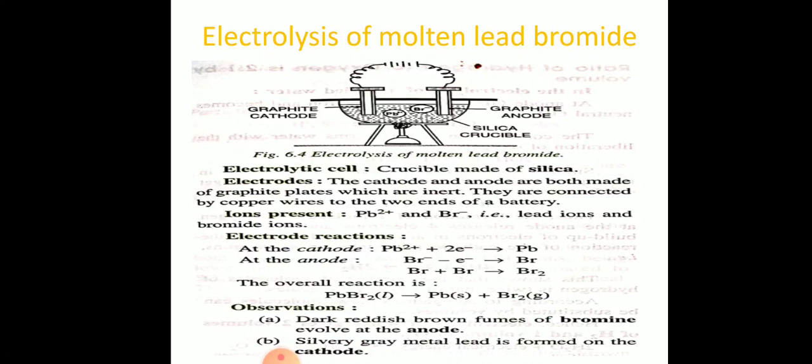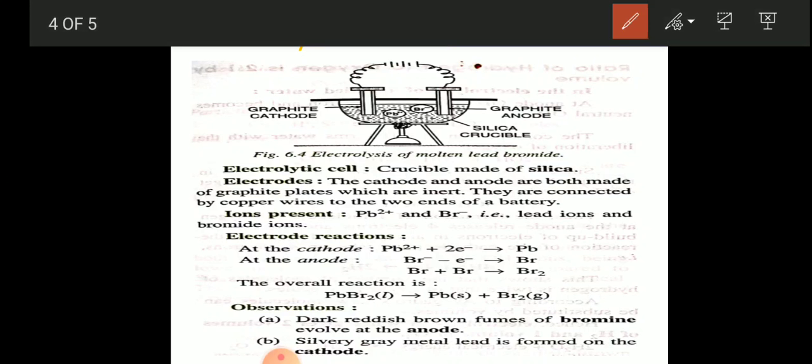They are connected by copper wires to two ends of a battery. As you know, during electrolysis, the cathode, that is the negative electrode, is connected to the negative terminal of a battery, and the positive electrode, that is this one, is connected to the positive terminal of a battery. Now the ions present: we have lead bromide, PbBr2. When it decomposes, it forms Pb2+ and Br-, lead ions and bromide ions.